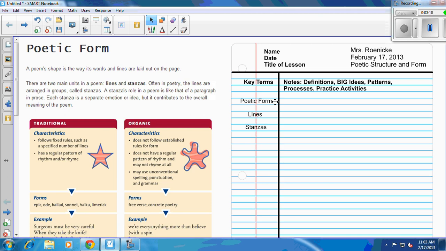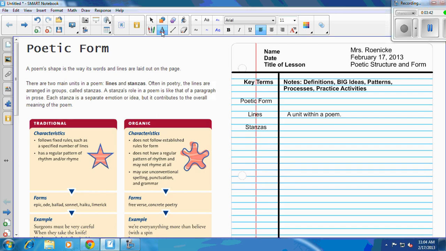Lines, though, I do have some information about. It told me that there are 2 main units in a poem, lines and stanzas. So I know that lines are a unit within a poem. I have a pretty good idea of what a line is in a poem. So I'm going to leave it with that definition, even though it's pretty short. And then I can come back and add more if I need to later on.